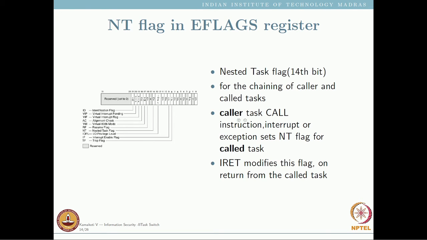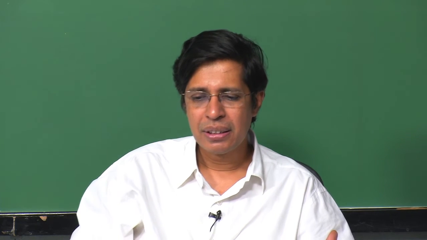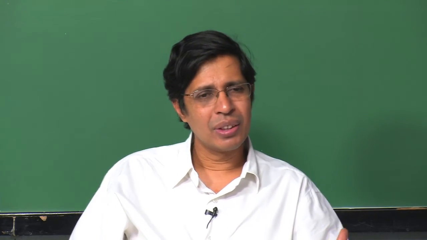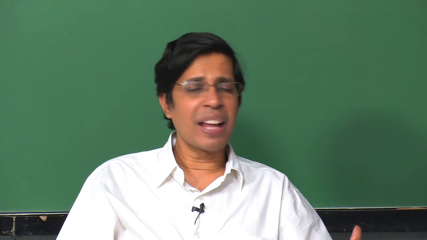So what will happen is, if I am going to do a task switch, for example there is a caller task which is going to call another TSS descriptor through a call instruction, or it can come through an interrupt or exception. The moment I call a task state segment selector or a task gate, either through interrupt or through normal calls, right, or any exceptions, immediately I go and set the NT flag. What do you mean by NT flag? NT flag for the called task.